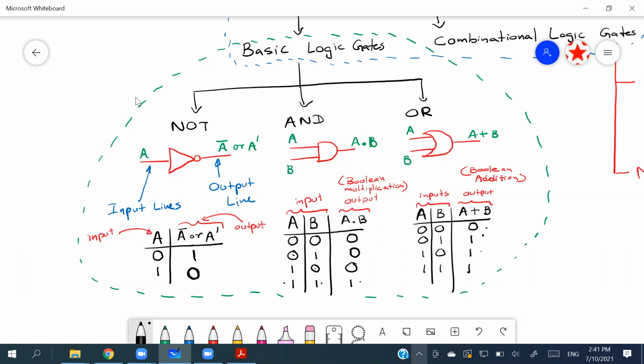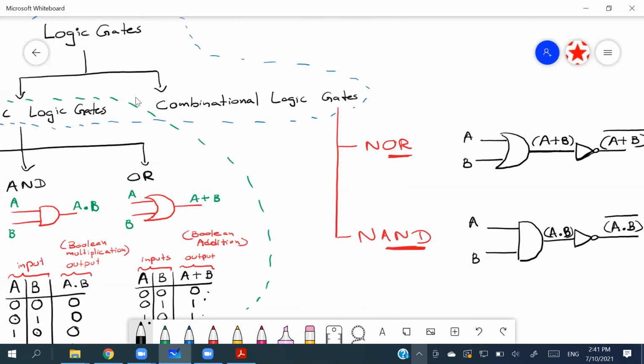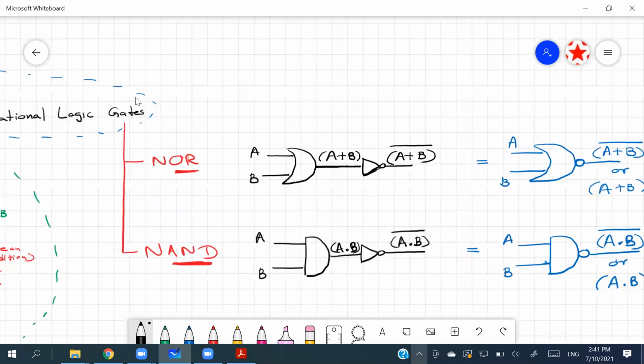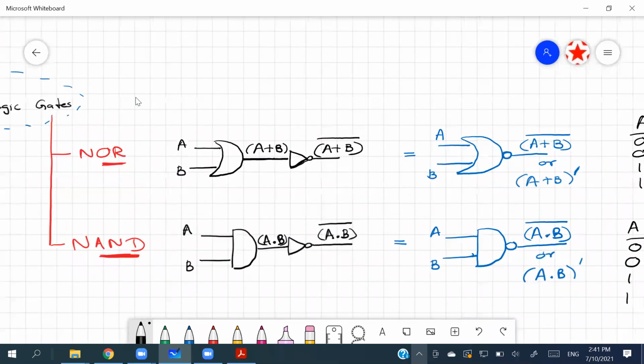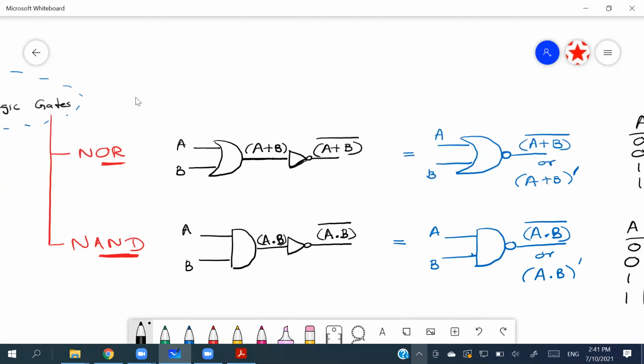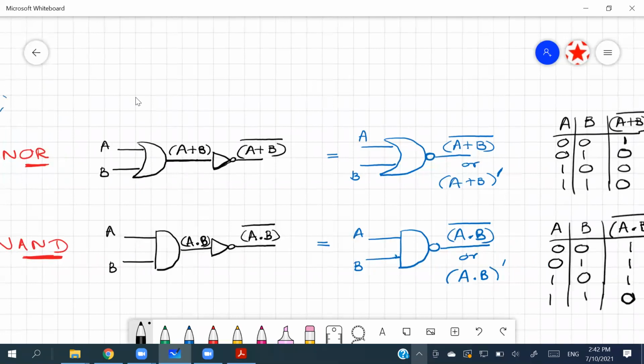Later, we get to know about something called combinational gates. There are two combinational gates, NOR and NAND. And I illustrate how they are created. NOR is created by connecting a NOT gate to the output of the OR gate. The same goes with the NAND. NAND is created when we connect a NOT gate to the output of the AND gate.